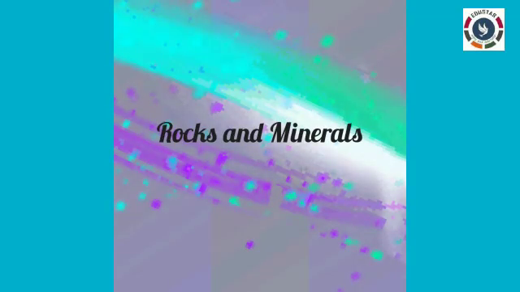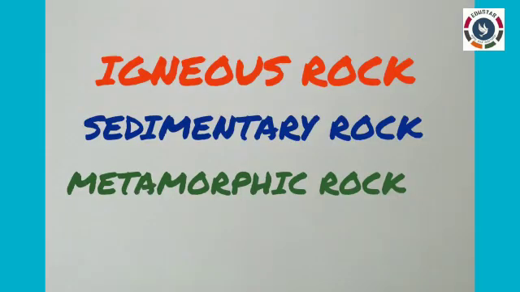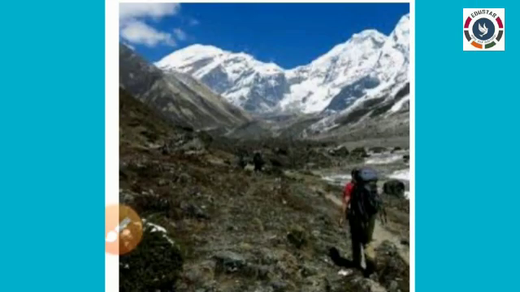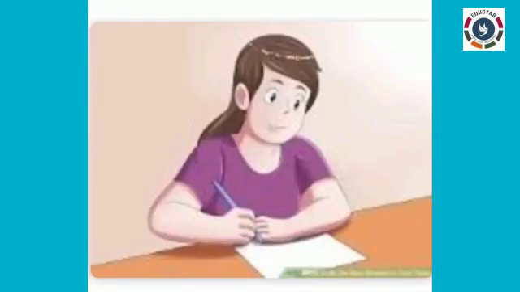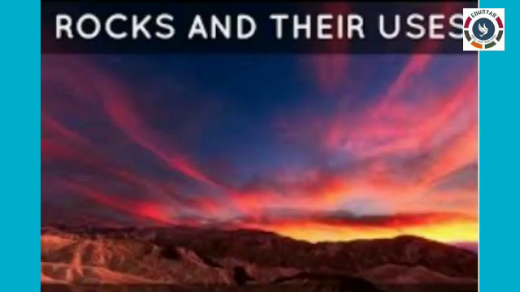And the second heading we have studied is rocks and minerals. Rocks are mineral matter and there are three types of rocks: igneous rock, sedimentary rock and metamorphic rock. We studied an example of each rock and how the great Himalayas formed. So this is what you studied in your last video session. Today you are going to study the uses of rocks and the rock cycle.